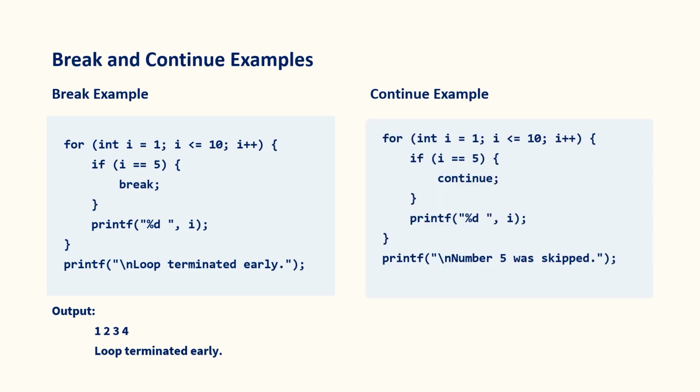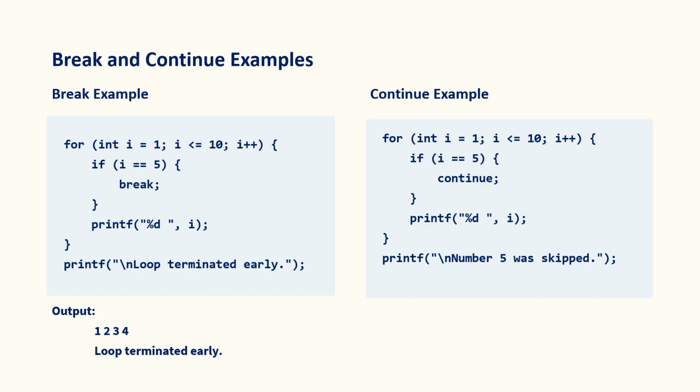In this loop, when i equals 5, the continue statement is executed. This doesn't end the loop, instead, it skips the rest of the loop's current iteration and immediately proceeds with the next iteration. That's why the printf statement inside the loop doesn't print the number 5, it is skipped over.